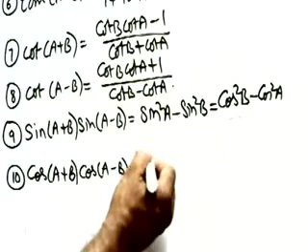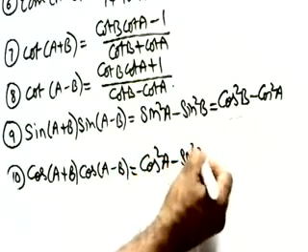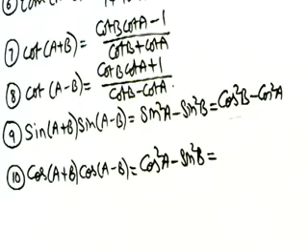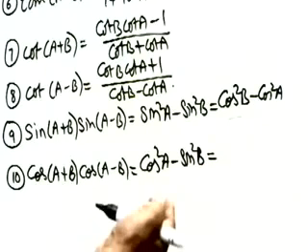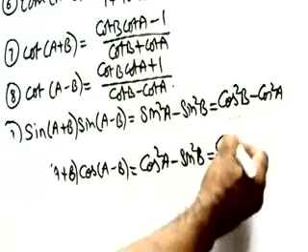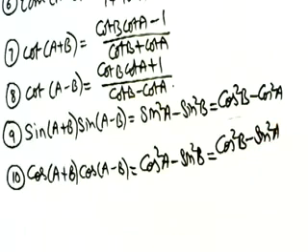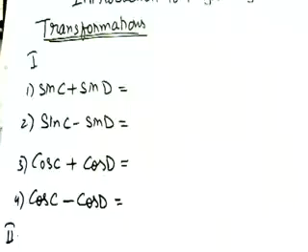In the same way, cos A plus B into cos A minus B is cos square A minus sin square B. One more formula we can write the same way: here B, here A, but don't change cos, cos stays as it is: cos square B minus sin square A. So this also has two formulas. Cos A plus B into cos A minus B is cos square A minus sin square B, or cos square B minus sin square A.